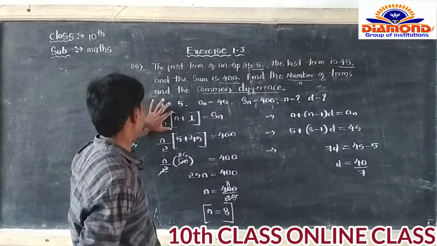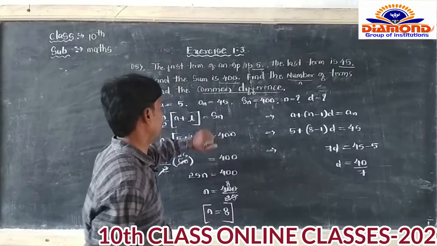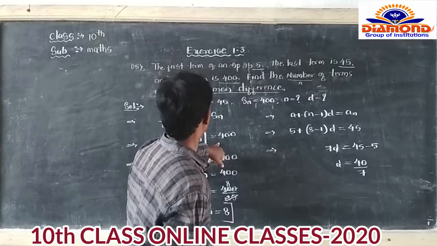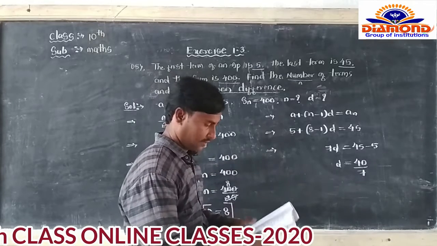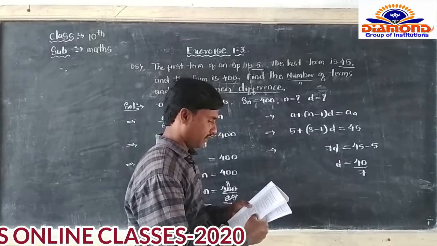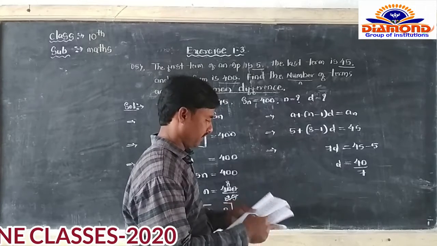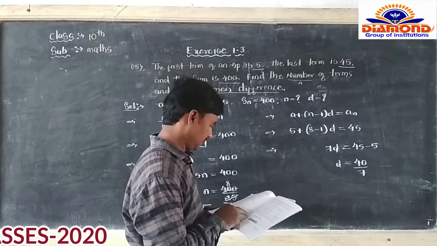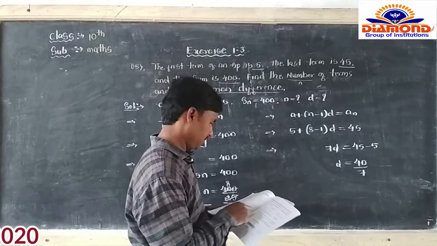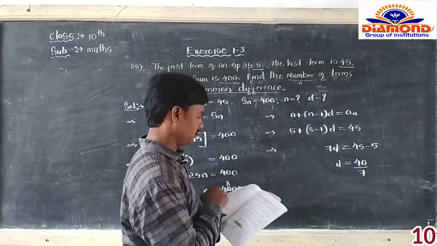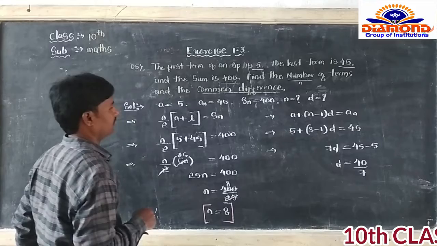n upon 2 in the bracket, a plus l, is equal to Sn. Sn is equal to 400. Find the number of terms and the common difference. Fifth question, exercise 1.3. The fifth question: n is equal to 16, d is equal to 8 upon 3.